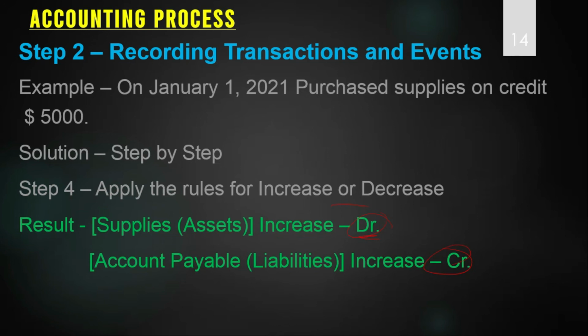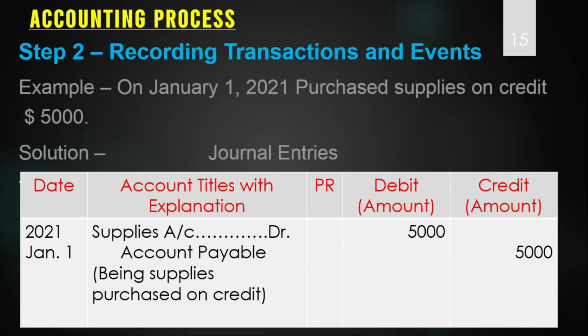But this is not the way of writing journal entry. The correct way of writing journal entry is to write in the format. Now I will show you. Make the 5 columns. First column with the date, second column with title and explanation, third will be posting reference, and the 2 columns, one for debit amount and the last column will be for the credit amount.